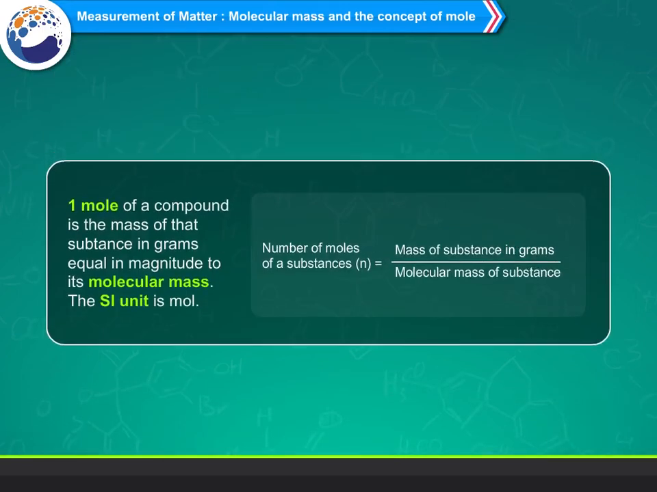1 mole of a compound is the mass of that substance in grams, equal in magnitude to its molecular mass, that is, the SI unit of mole. Number of moles of a substance, n, is equal to mass of substance in grams divided by molecular mass of substance.